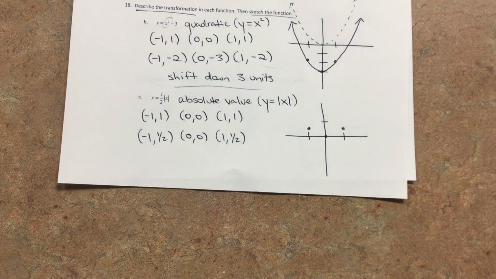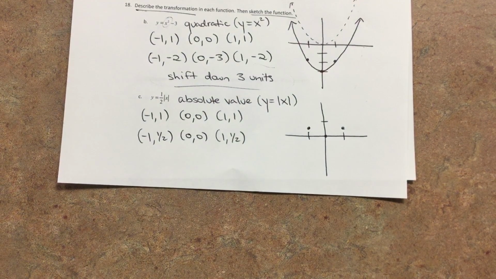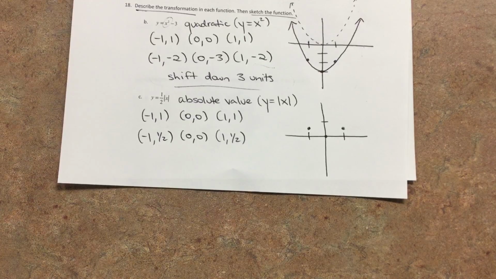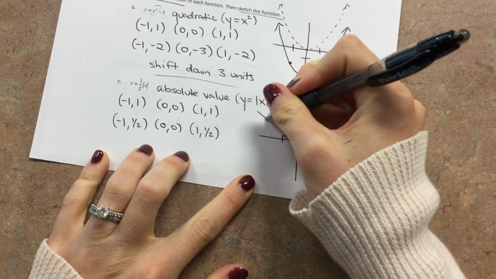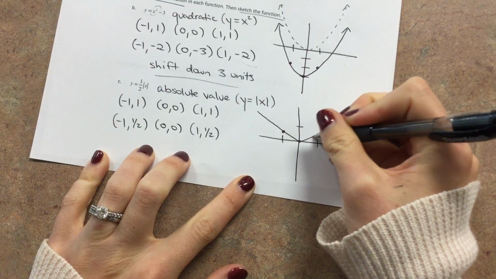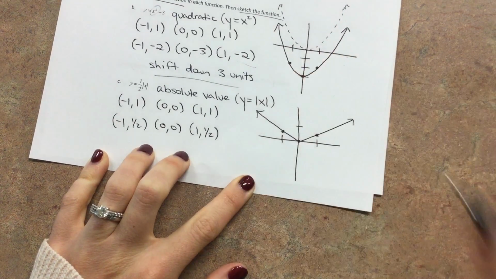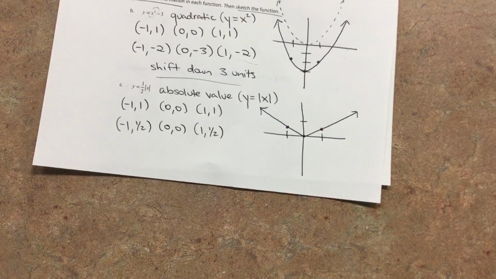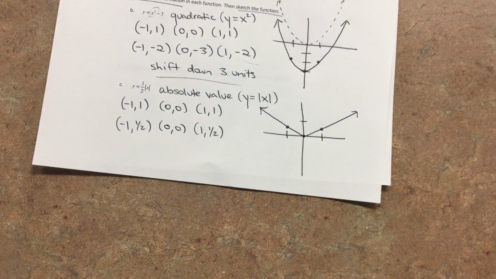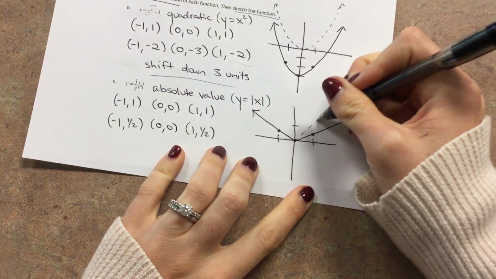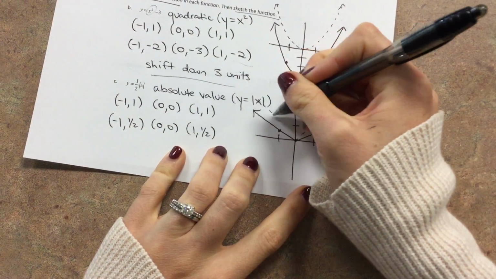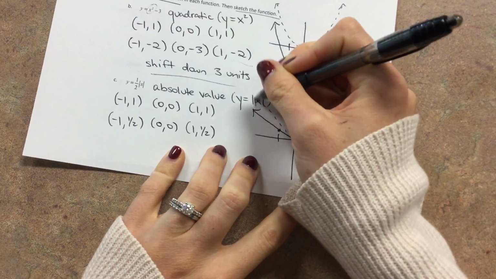The new points are right there: -1, 1/2, 0, 0 right at the origin, and then 1, 1. So now this one is absolute value. That's the one that should be sharp and pointed down at the bottom. So not curved, not rounded, but that one should come to a sharp point like that. Okay, and again, just for comparison's sake, the original absolute value graph looks something like this.